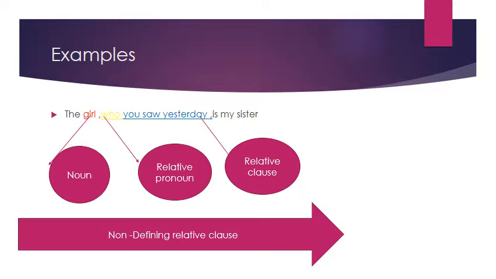Why؟ تعالوا نعيد ليش هو non-defining. أول إشي we have commas. عندي فواصل. And we cannot use that instead of who. ما بقدر أحط that you saw. I can't say this. And it's extra information. And if we delete it, if we omit it, if we remove it, the meaning does not change.